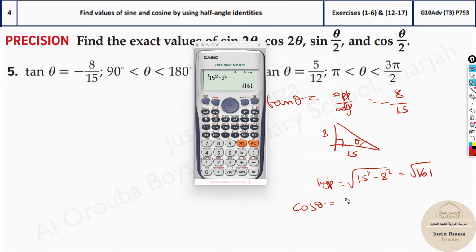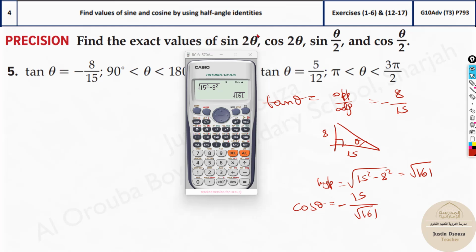Now we can easily find out what is cos, right? Cos theta is adjacent by hypotenuse, that is square root of 161. The adjacent side was 15 divided by square root 161. Now when you're using cosine, please remember it's minus. Why? Because in the second quadrant cosine is negative, but sine is positive. Now from this cos theta we find the half angle identities sine and cos. But what about sine 2 theta and cos 2 theta?